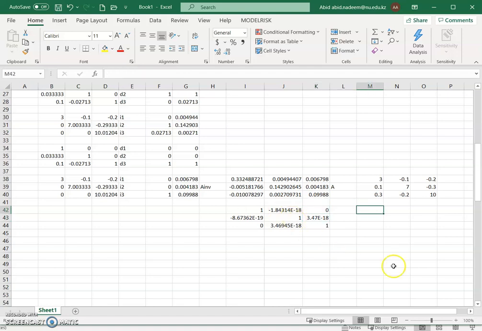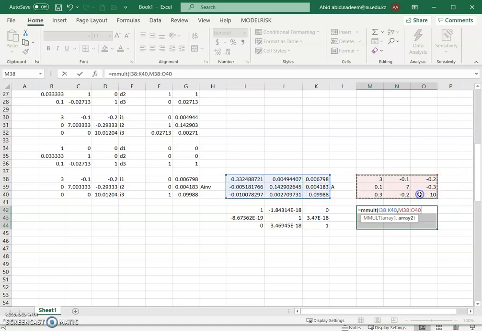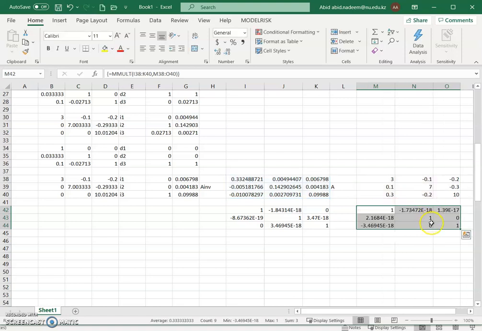Or in another way, equal to MMULT. In this case, I will take this array first and then the second array, so it should be the same. Control Shift Enter. So it will be like this: 1 0 0, 0 1 0, 0 0 1. Which means that our answer is correct.